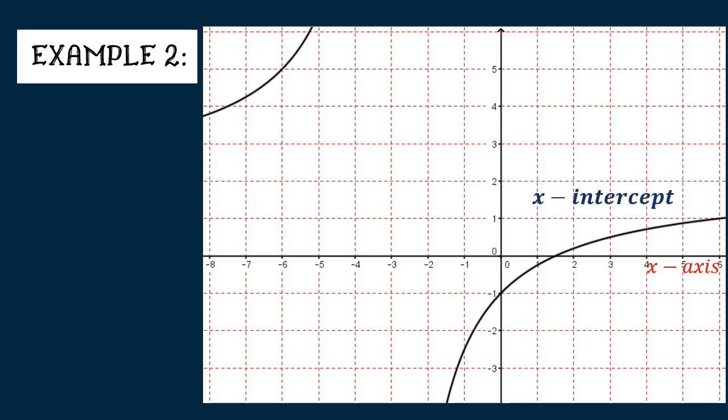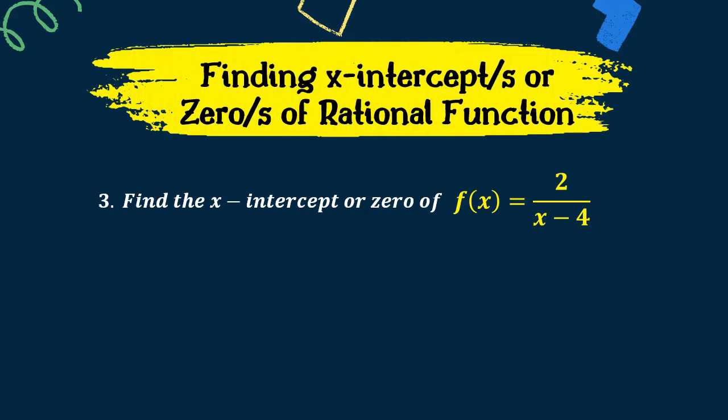If you will try to graph the given function, (2x - 3)/(x + 3), it will look like this. Since our x-intercept is 1.5 or 3/2, 3/2 is located here on the x-axis. And take note that this is the point of intersection where the graph touches the x-axis. So this is now our x-intercept for the given example number 2.